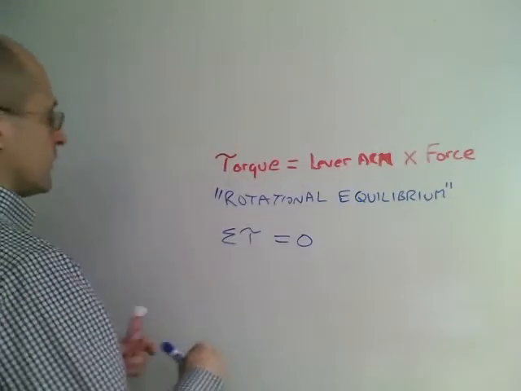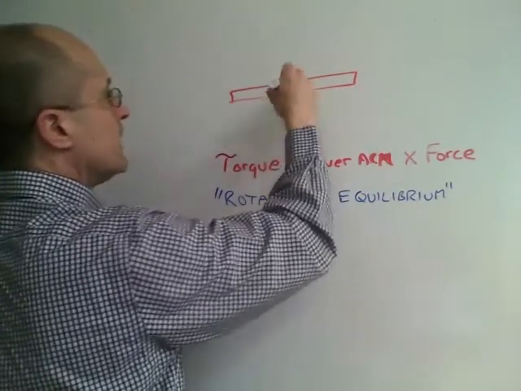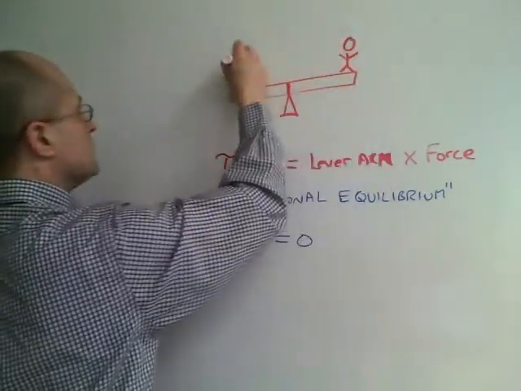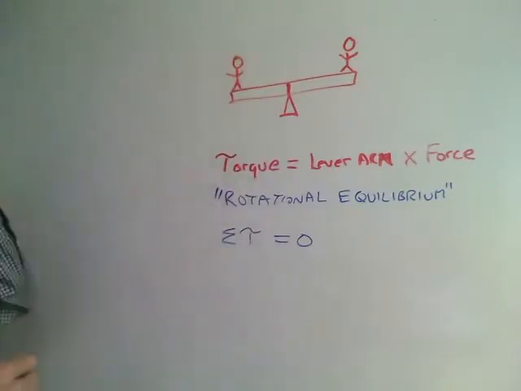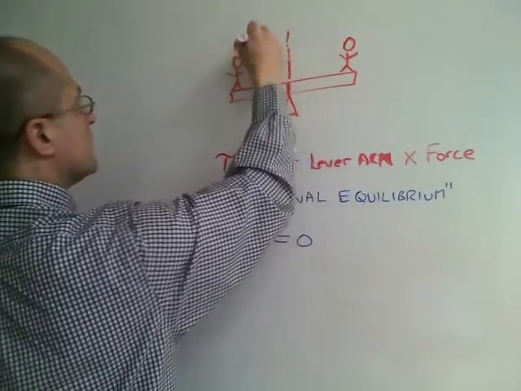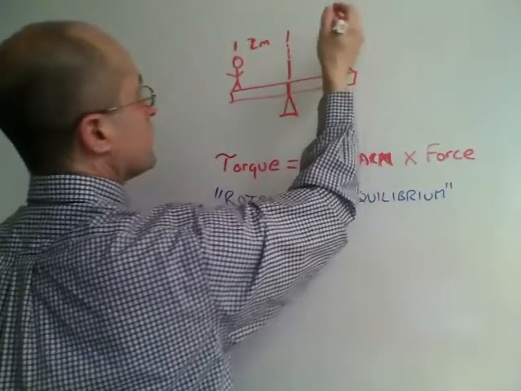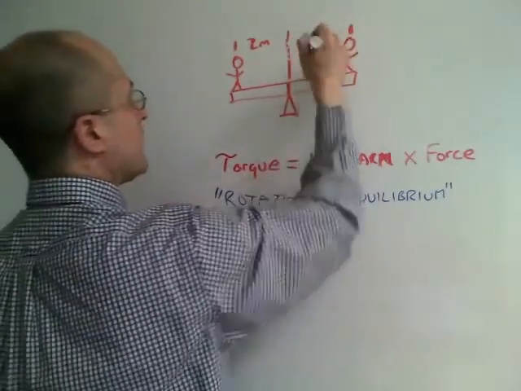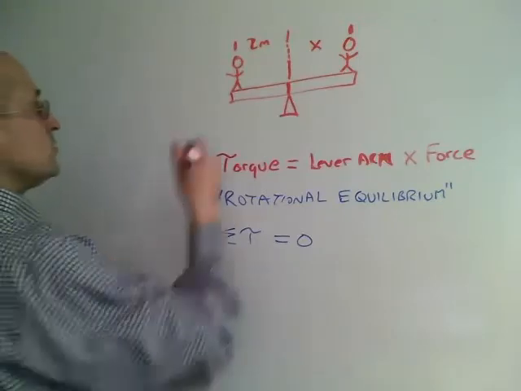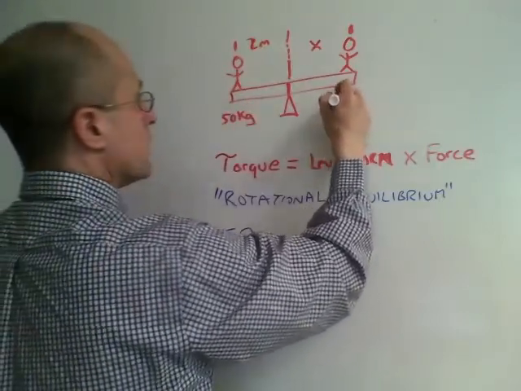So when you're thinking of the teeter-totter, what happens? You have a rotation point, which is the center of the teeter-totter. And usually you have, like, 2 kids sitting on the teeter-totter. Let's say this kid is 2 meters away. And for this kid over here, let's say we want to figure out how far away he needs to be to maintain rotational equilibrium. Let's just assume this kid weighs 50 kilograms, and this kid over here weighs 100 kilograms.